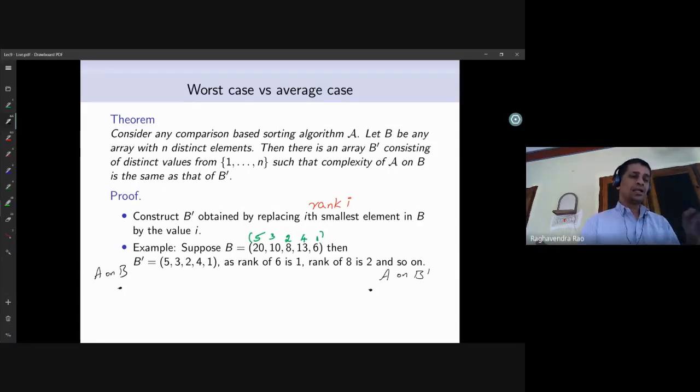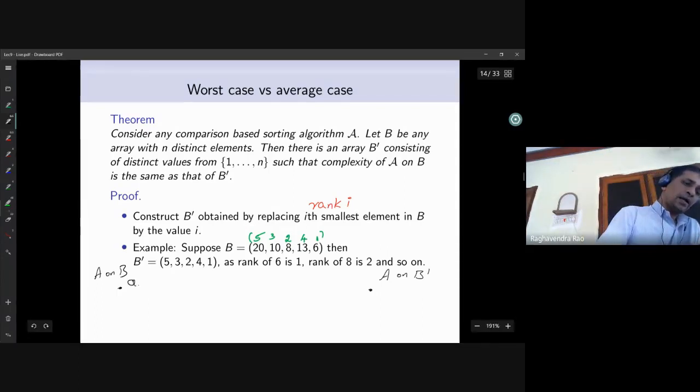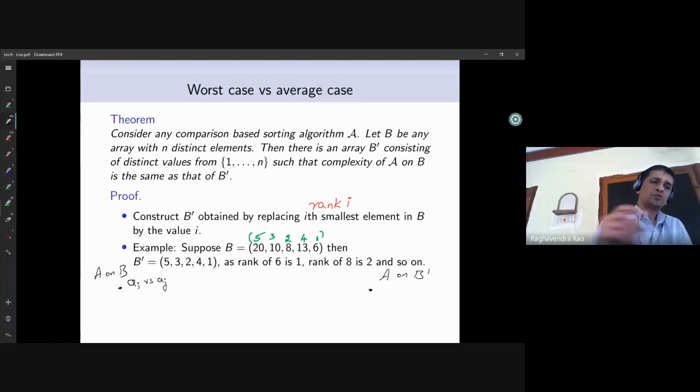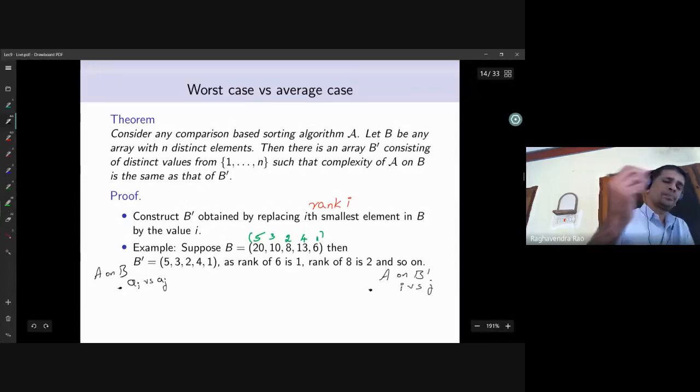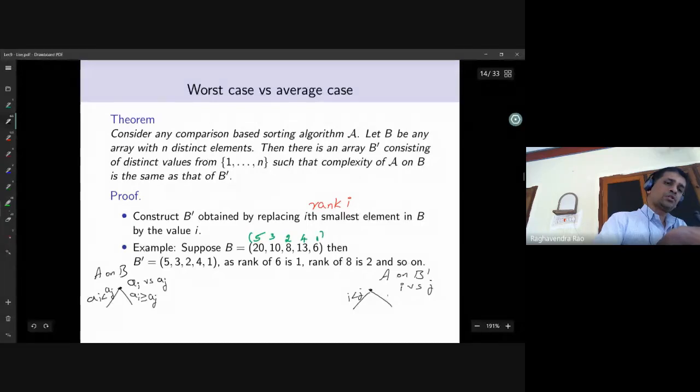So until the first comparison, the algorithm does not have any other information, right? So let's say it's comparing the element of rank I with the element of rank J. So what is the corresponding comparison here? I versus J, because the element of rank I is I, and the element of rank J is J. Now the outcome is AI less than AJ, or AI greater than or equal to AJ. So the corresponding outcome is I less than J, or I greater than or equal to J.